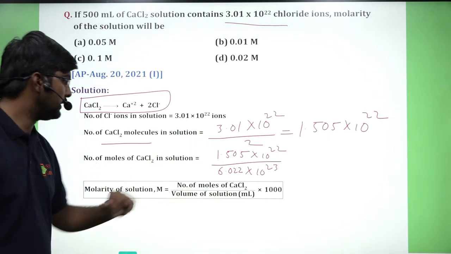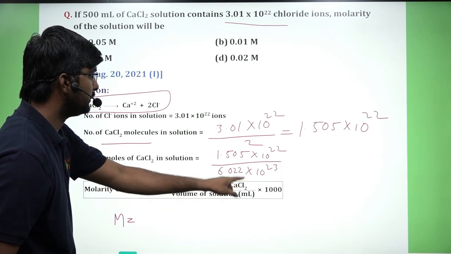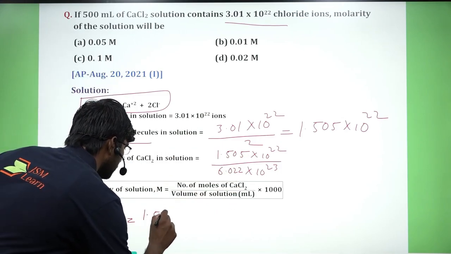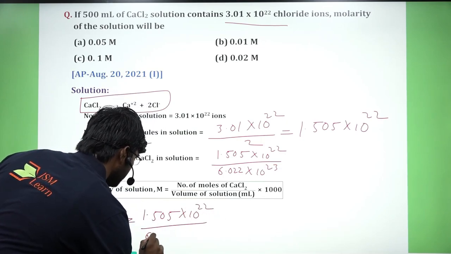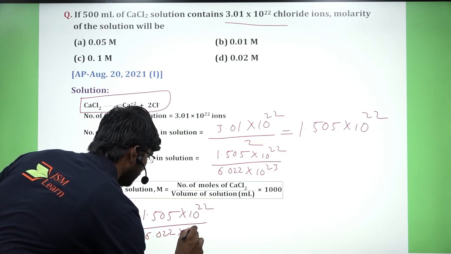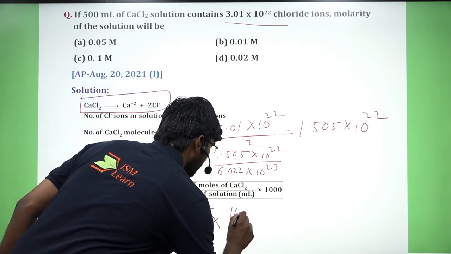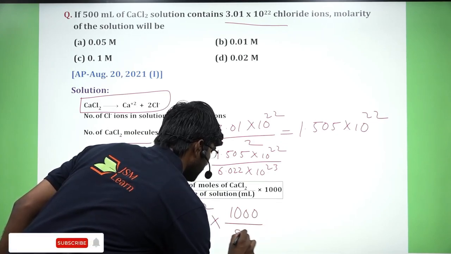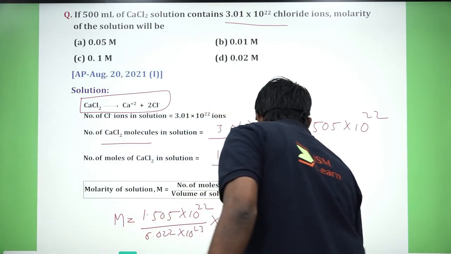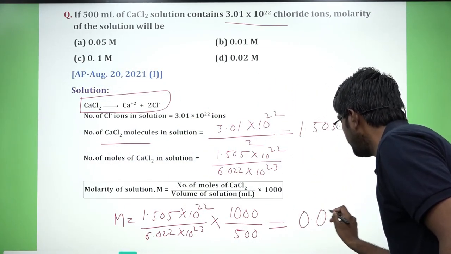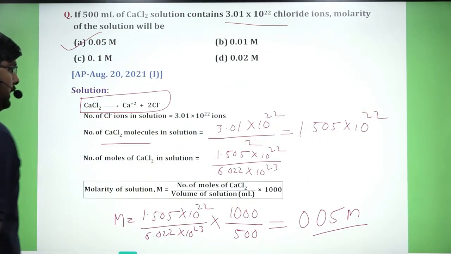Now let us substitute in the molarity formula. Molarity equals the number of moles of CaCl2, 1.505 into 10 power 22 by 6.022 into 10 power 23, into 1000 by volume in milliliters. So that is 500 ml of solution. If we simplify this, finally we get 0.05 molar. So the first option is correct.